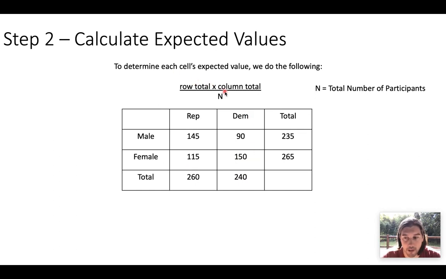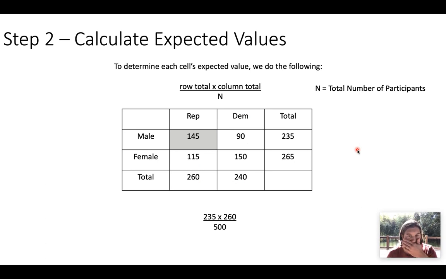We have a formula for that. The formula for each cell is its row total times its column total divided by n, where n equals the total number of participants, which in this case is 500. So we're going to take this little formula and do it 4 times because we have 4 cells of data. And we're going to use our total cells to help us.